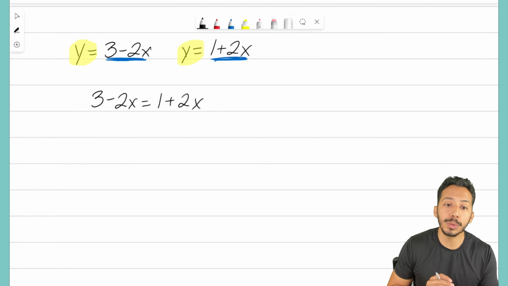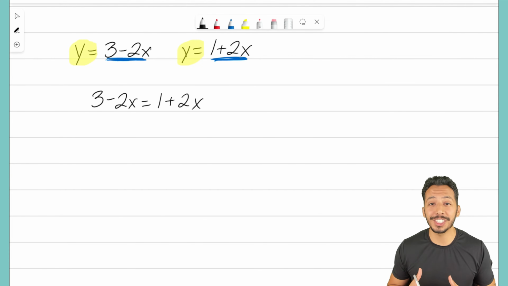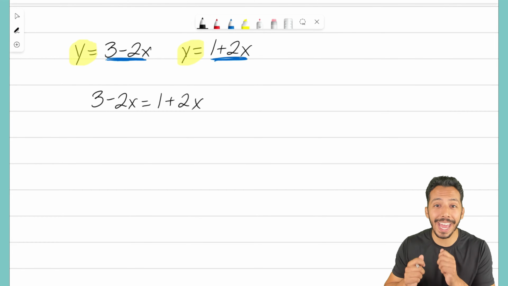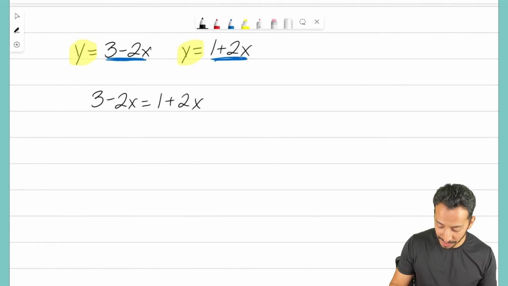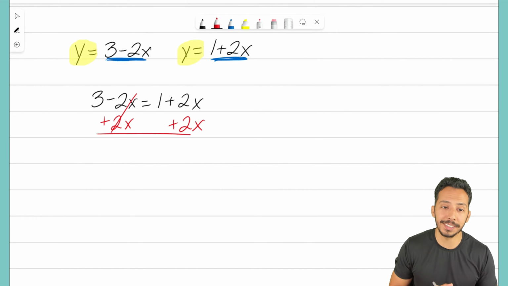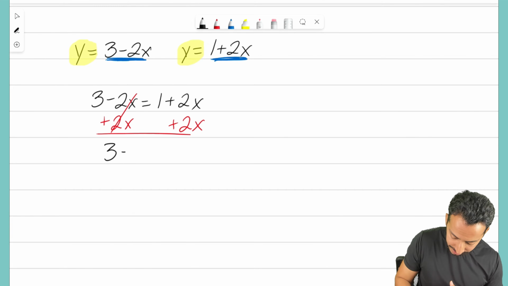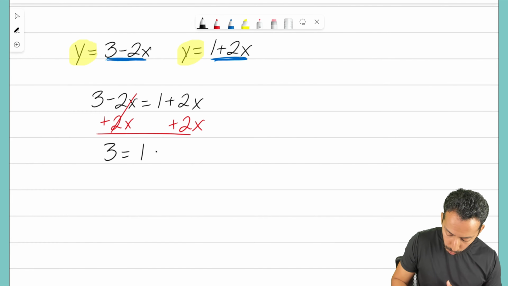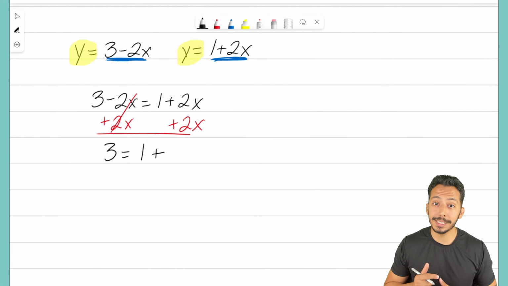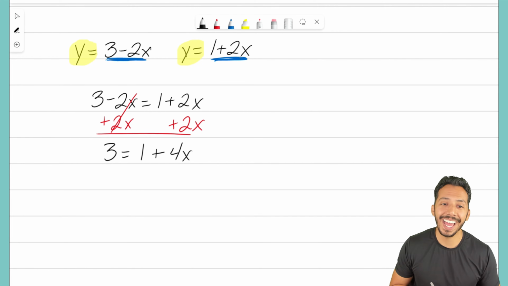So we can set those two expressions equal to each other, and we just have to solve it out now. I want to isolate my x variable. I'm going to add 2x from the left side to the right side just to keep things positive. Negative 2x plus 2x zeros out, so on the left side I'm left with positive 3. And it equals 1 plus 2x plus another 2x, which gives us 4x.